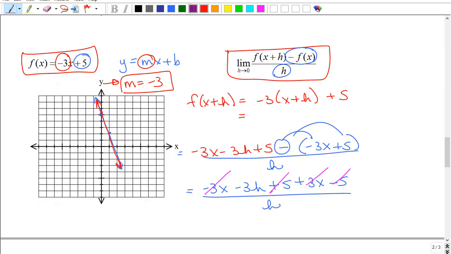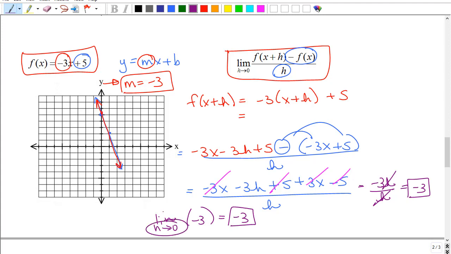And look at what I'm left with. I'm left with a negative 3h divided by h. I can divide by h and just be left with negative 3. So again, if I say the limit as h approaches 0 of negative 3, it's just negative 3 because there is not an h involved. So you're going, well, that's pretty easy.